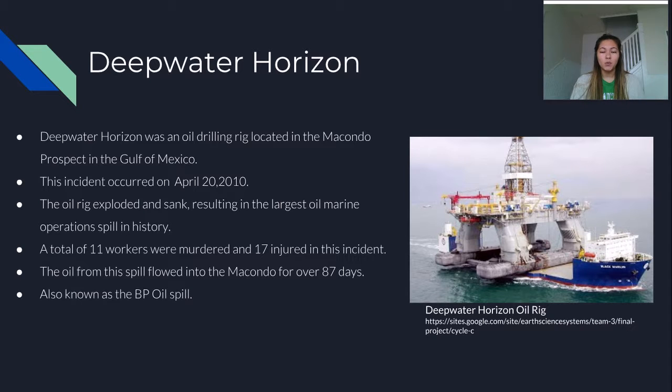A total of 11 workers were killed in this incident, along with 17 that were injured. The oil from the spill flowed in the Macondo for 87 days, and this is also known as the BP oil spill, in case Deepwater Horizon doesn't strike a chord with you. Basically, this resulted from a human technological error. It impacted families, wildlife, employees, and the overall environment.